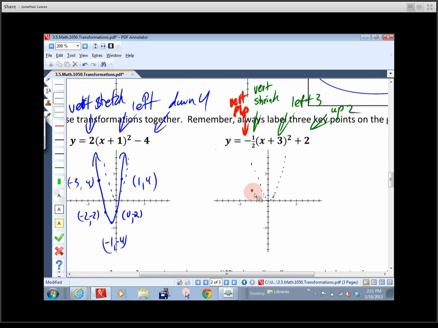Normally I go over 1 and down 1. I'm going to go over 1 and down a half. Normally I go over 2 and down 4. I'm going to go over 2 and down half as far, so only down 2. And then again, I've got these symmetric points over here. So my graph looks something like this.